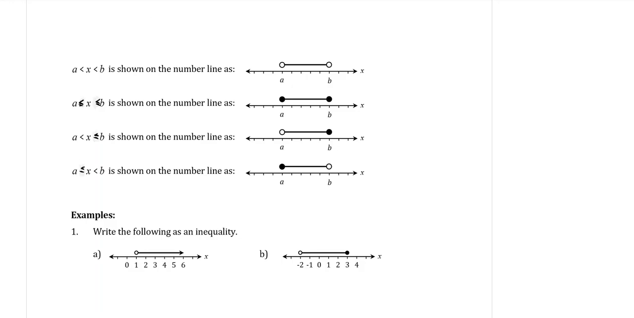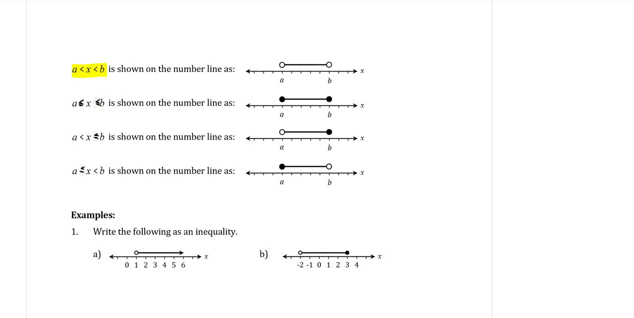The first one that we have here is A is less than X is less than B. That's how people often try to read those the first time they see them. But the way I would encourage you to read it is this is saying that X is between A and B. All of these ones that you see here, you'll see that the symbol is always a less than symbol.